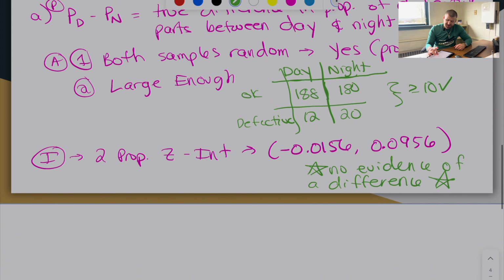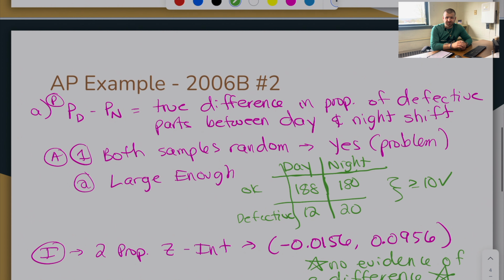So that is your biggest difference when it comes to one proportion versus two proportion. You're looking at estimating a single parameter versus estimating the difference in parameters.